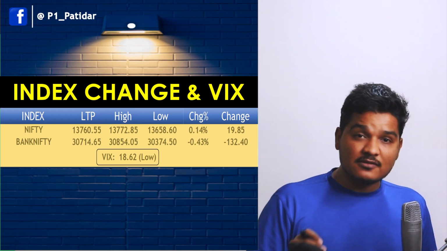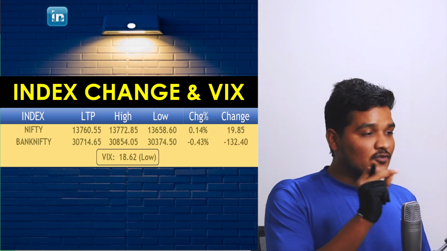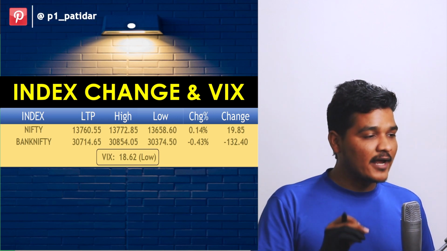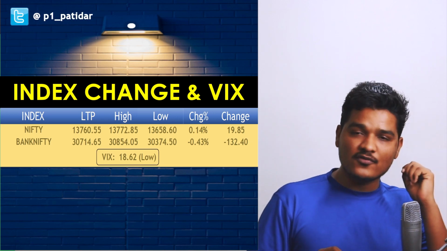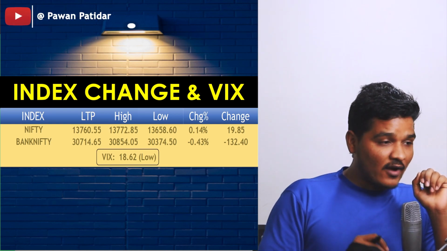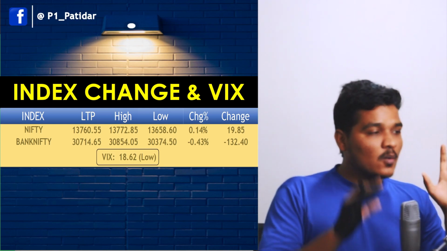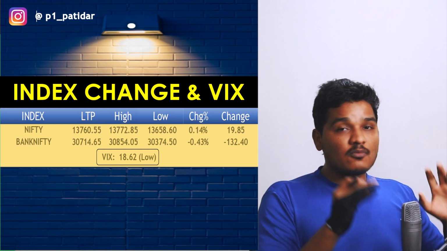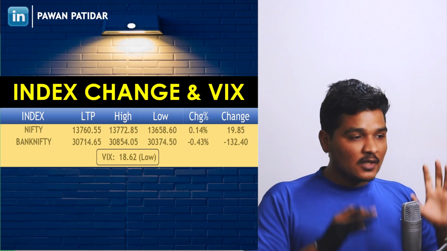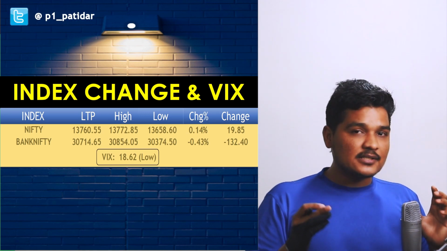Bank Nifty changed minus 132.40 points today. And if you see, it has made a high of 30,854.05 and a low of 30,374.50, and it has ended up at 30,714.65, and percentage wise it changed minus 0.43%. Still I would say that it was not much of a move negatively, because it is only minus 0.43%. Still, there was a big fight in the market between bulls and bears.